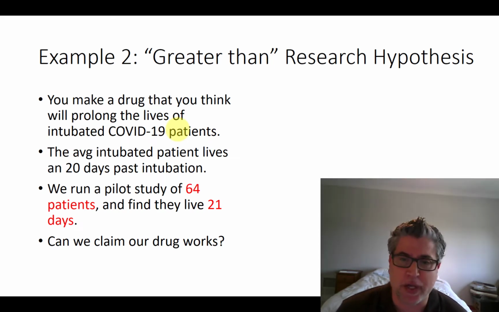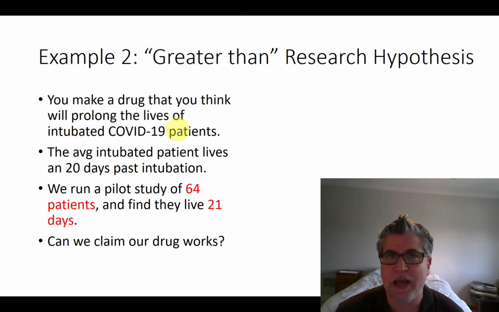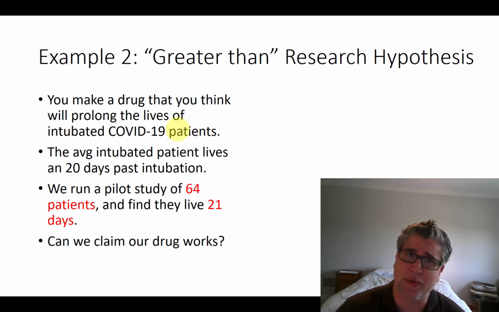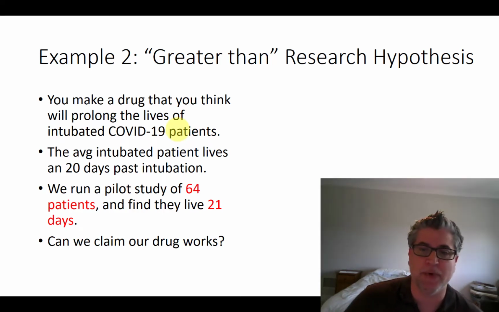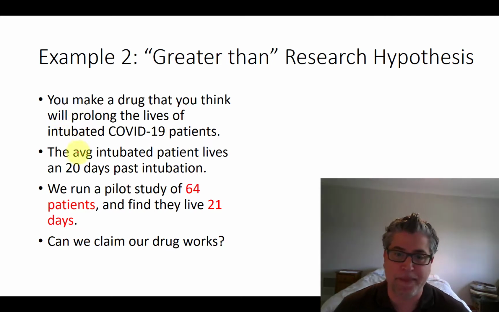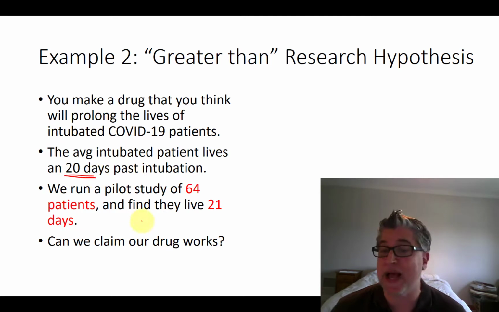So let's say that you make a drug and you think it's going to prolong the lives of coronavirus patients, the ones who are seriously sick and have been intubated. Basically, they're on ventilators. They have a tube down their throat pumping air into their lungs. These are the ones you're really worried about, and you think maybe this drug is going to help prolong their lives. So let's just suppose, and I'm making up these numbers, that the average intubated patient lives for 20 days past intubation.